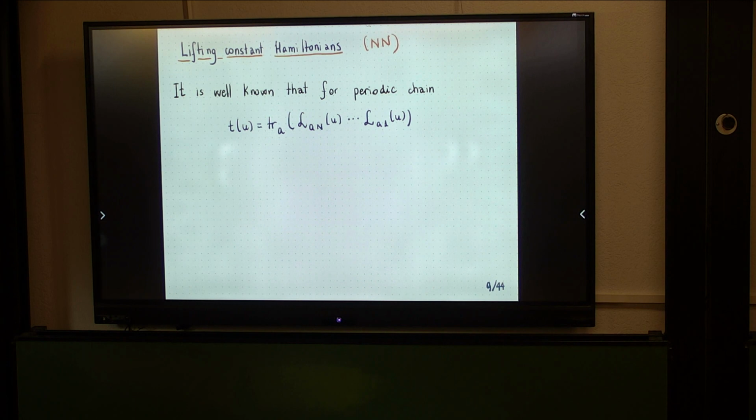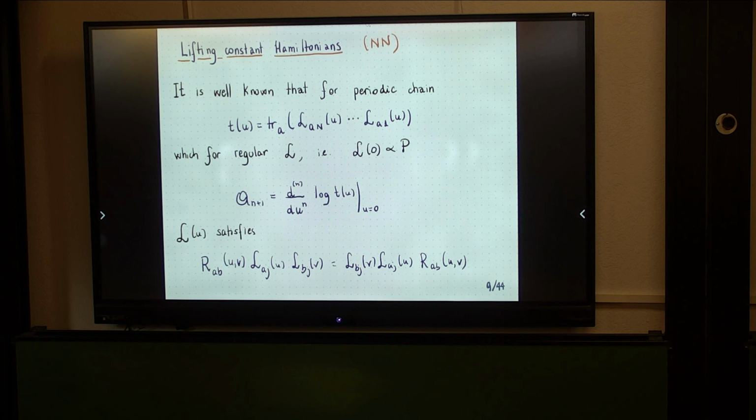So let's start by discussing the method for nearest neighbor. It's well known that for a periodic chain, we can construct the transfer matrix, which is the generating function of our charges, by taking the trace over a product of Lax operators. And if the Lax is regular, so if we put the spectral parameter to 0, it becomes a permutation. We can compute the charges by taking log derivatives of the transfer matrix and putting the spectral parameter to 0. And we know that this Lax satisfies this RLL equation, where R is the R matrix, which is the solution of the Yang-Baxter equation. This is just some basic information that we usually use in quantum spin chains.